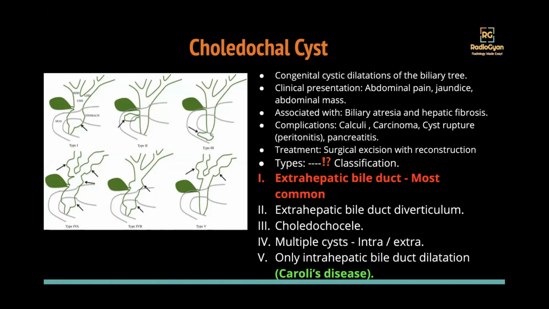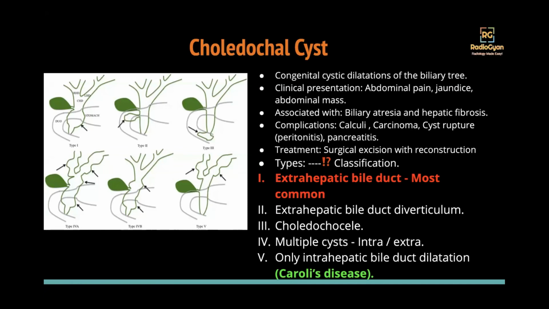It is commonly associated with biliary atresia and hepatic fibrosis. The important complications that we need to remember are 3 C's, that is calculi, carcinoma, and cyst rupture with peritonitis. The mnemonic, the way I remember, is 3 C's in choledochal cyst. So the choledochal cyst starts with a C, its complications are also 3 C's.